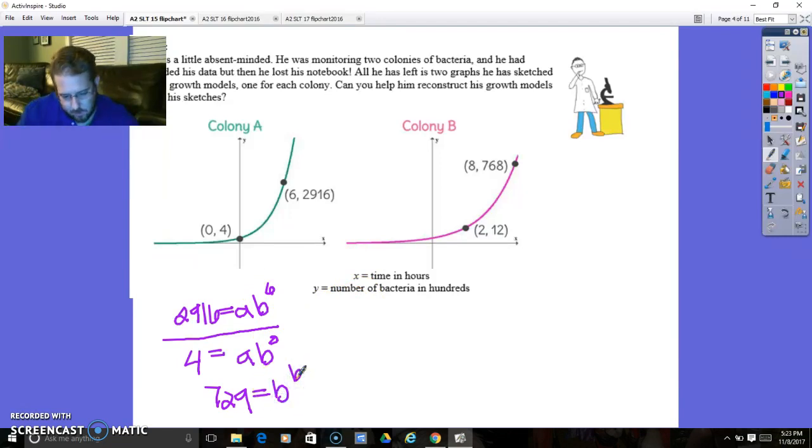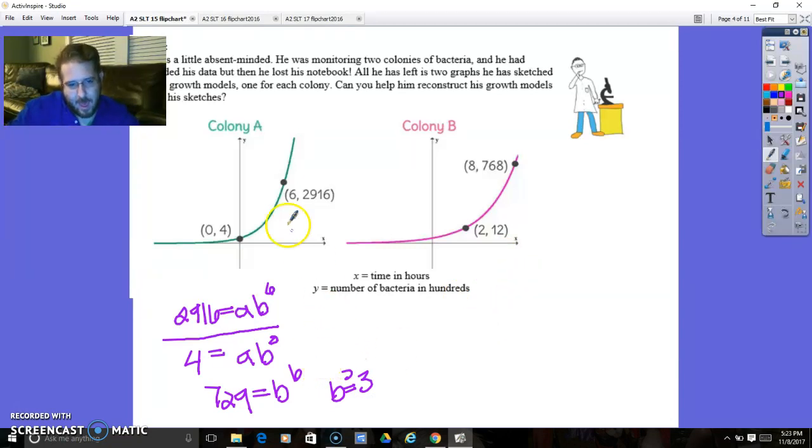So now I just need to do the 6th root. If you're doing that in the calculator, you have to press 6 first, and then you go to math, and that's number 5, of 729, and that's going to tell you that it's 3. So b is 3. Now we know it's a times 3 to the power of x.